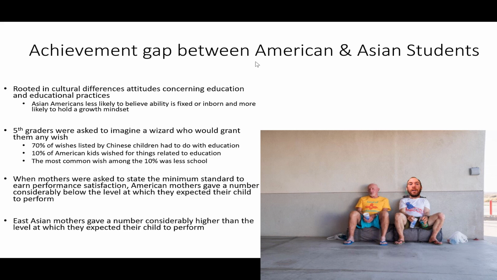Well, because East Asian parents and Asian Americans more generally are less likely to have fixed or inborn ideas about learning, and have a higher likelihood of holding growth mindsets. So the idea here is that with time, with practice, through this learning process, you can get better at something. Therefore, you should wish for more education, and therefore my expectations for you are higher because it's possible for you to perform better.